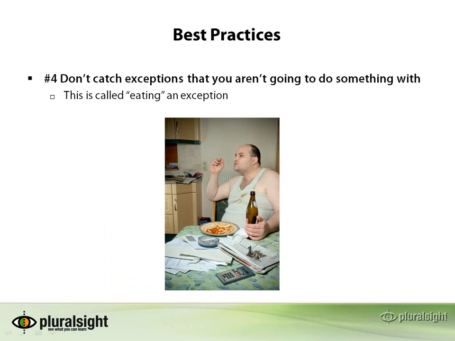And then this one is really important. This is near and dear to my heart as far as best practices for exceptions in all languages, and especially Java: don't just catch an exception that you're not going to be able to do something with. What we call this is eating an exception. And every time I see this in code, I cringe because this is really bad. A lot of times you'll see someone just put catch Exception, and then inside of that catch block, they don't do anything. They just eat the exception.